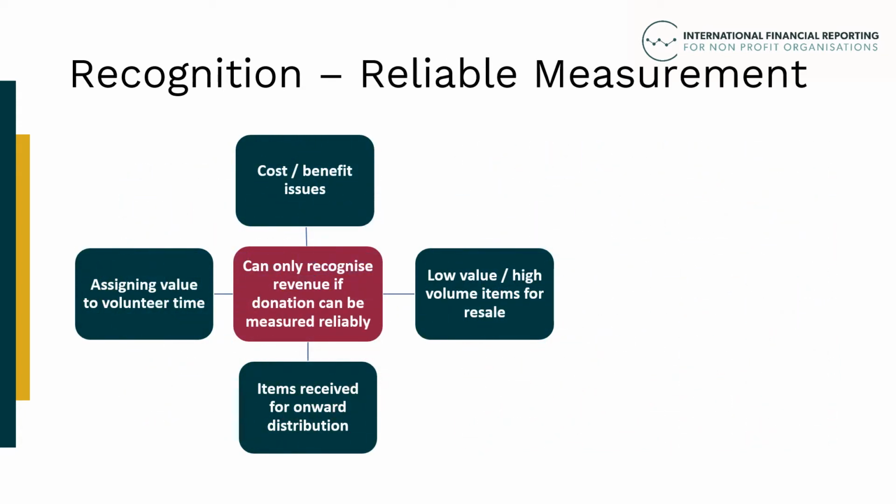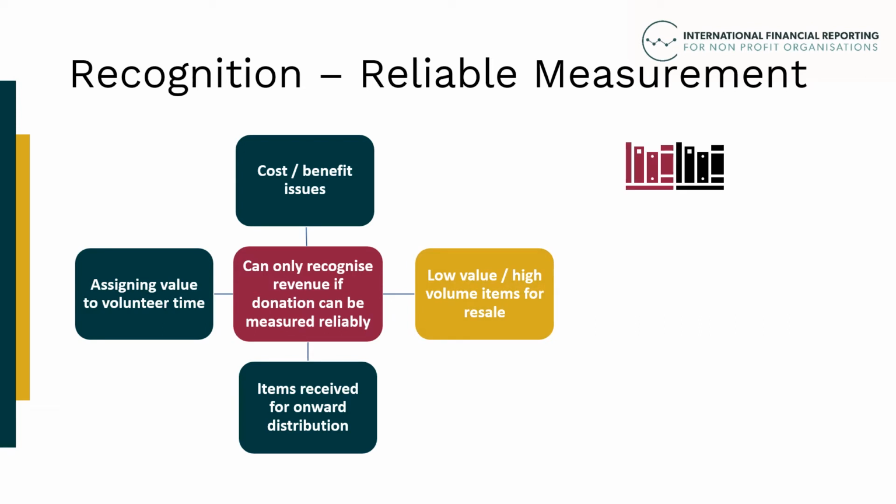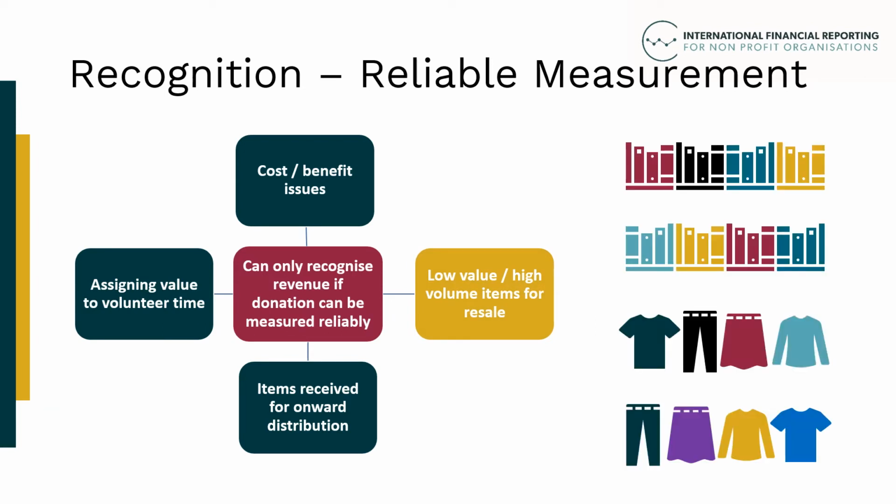Being able to reliably measure a donation is one of the key issues facing non-profit organizations. There are a number of scenarios where measurement can be difficult. Donations of low value but high volume items for resale, for example books or clothes. Many NPOs receive donations of such items and sell them in shops to raise funds to support their work.